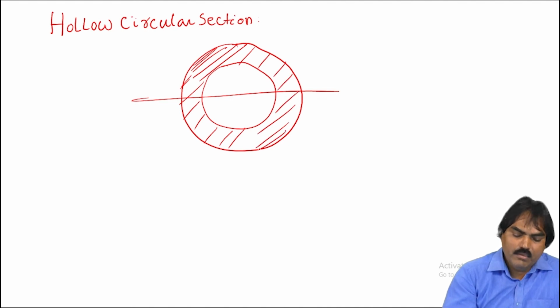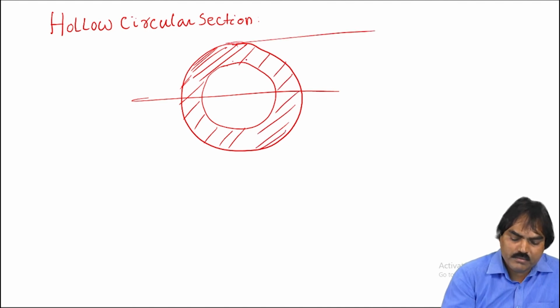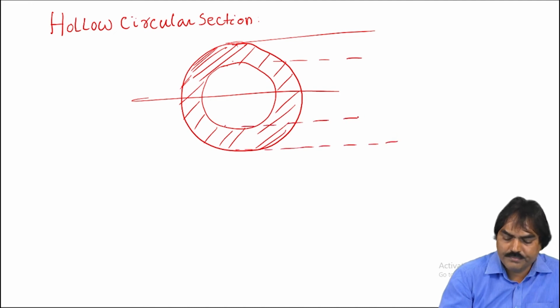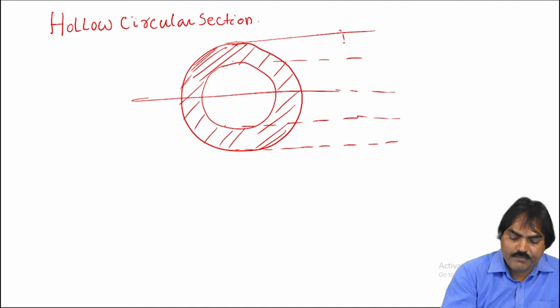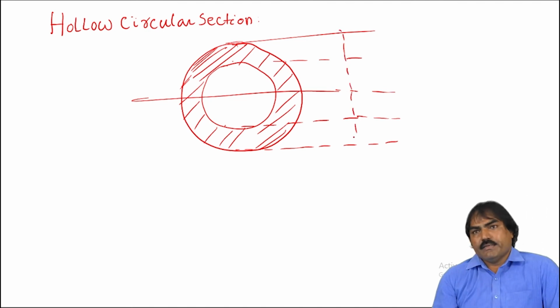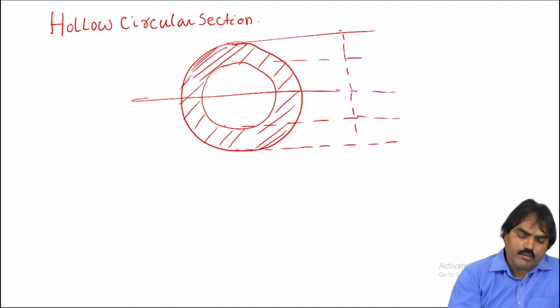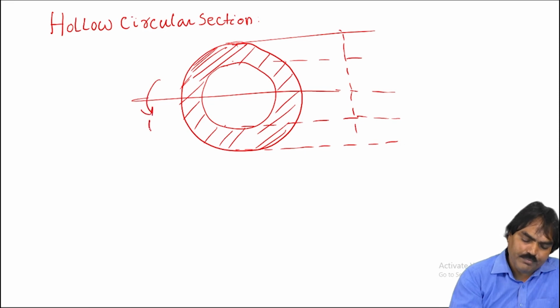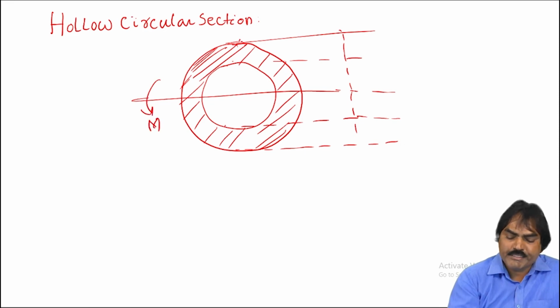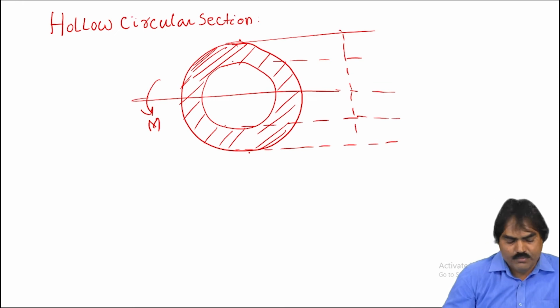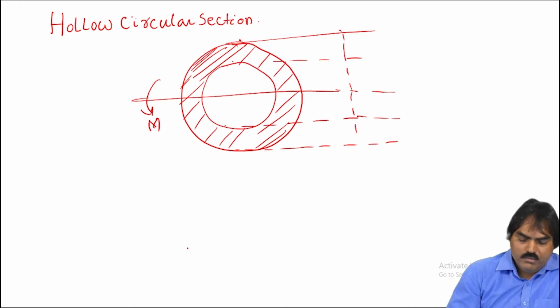This is the material. Project the lines. Draw the reference line. Now let us see here. When this is subjected to a bending moment, M, like this, top will be tension, bottom will be under compression.